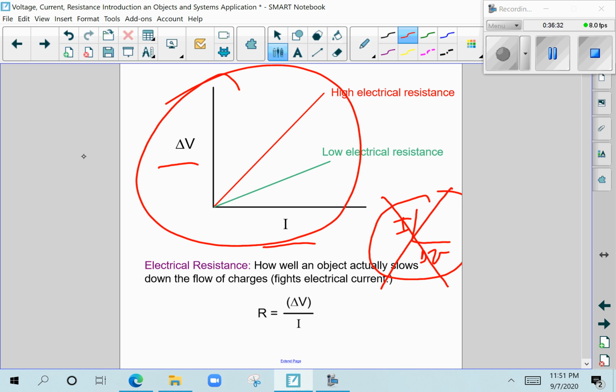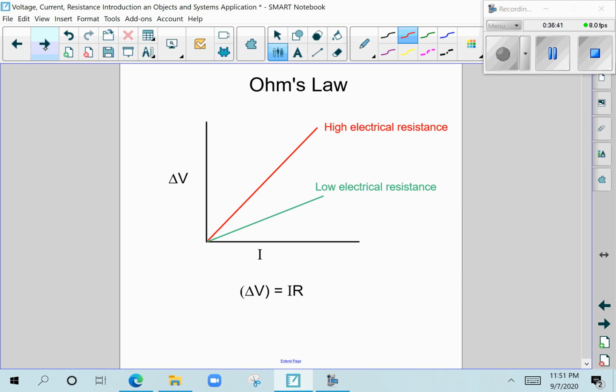Resistance is always defined as your voltage across something divided by the current flowing through it. Okay, so again, like I said, that was Ohm's law.